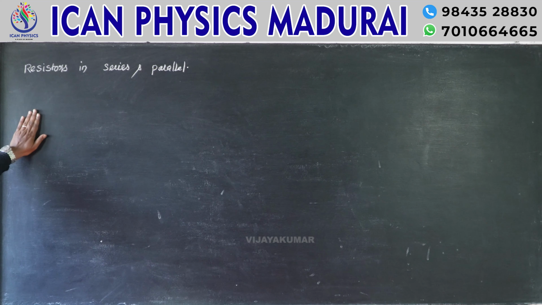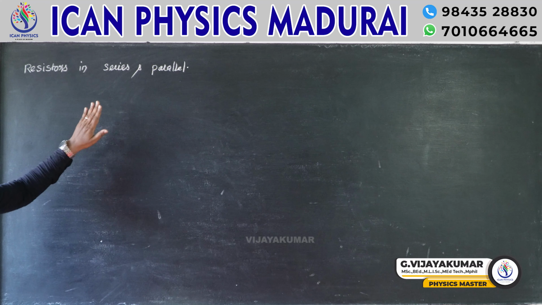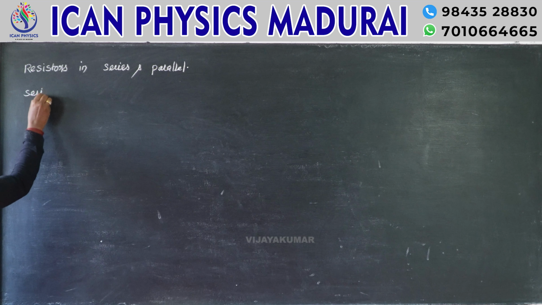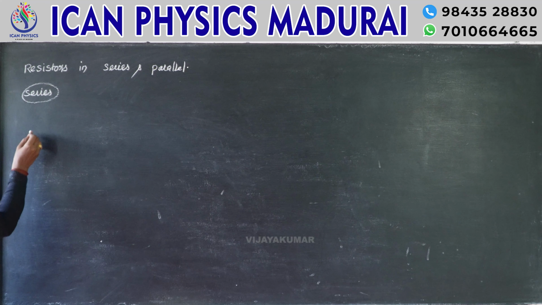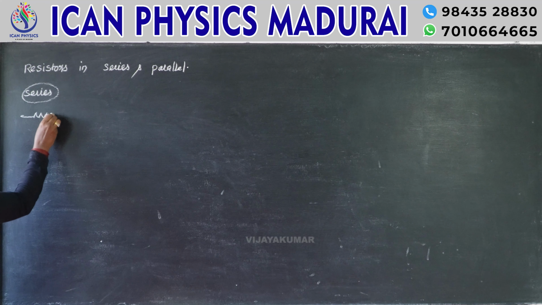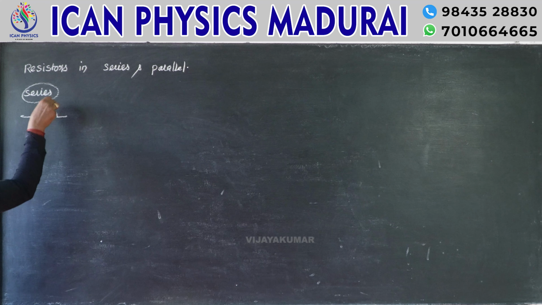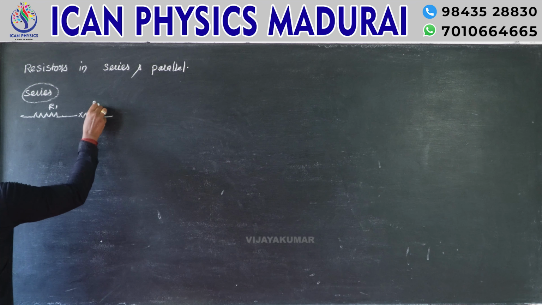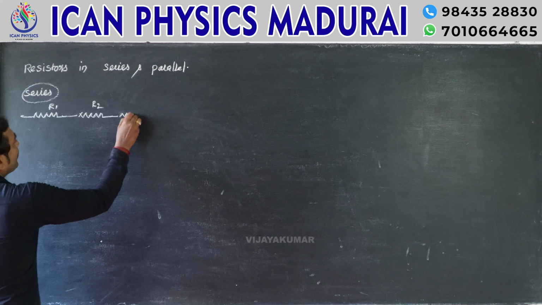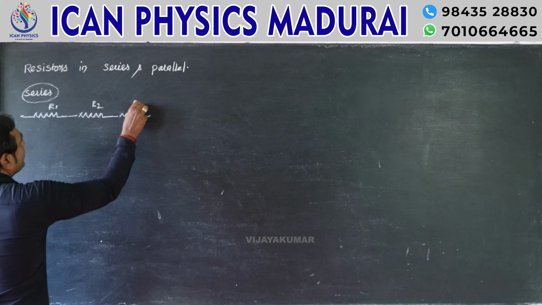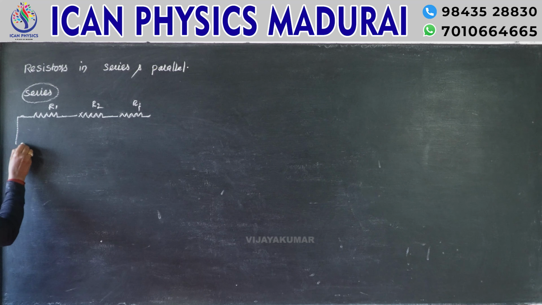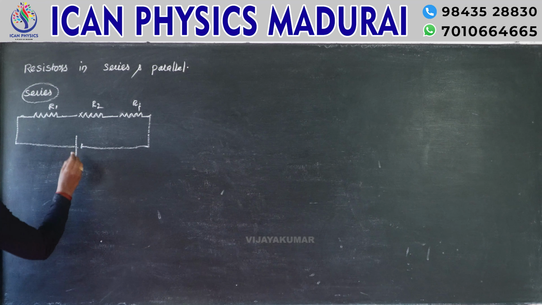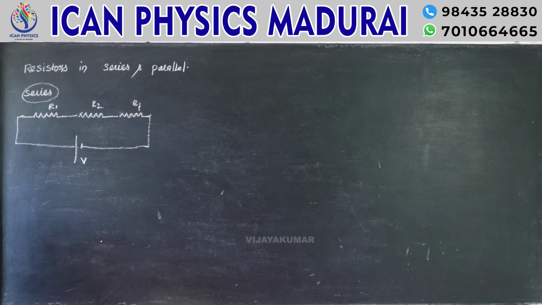So, the next topic is the resistors in series and parallel. First, we are going to see the resistors in series. Let us consider a resistor of resistance R1, a resistor of resistance R2, and a resistor of resistance R3, connected with an external source. The external source gives a potential of V.